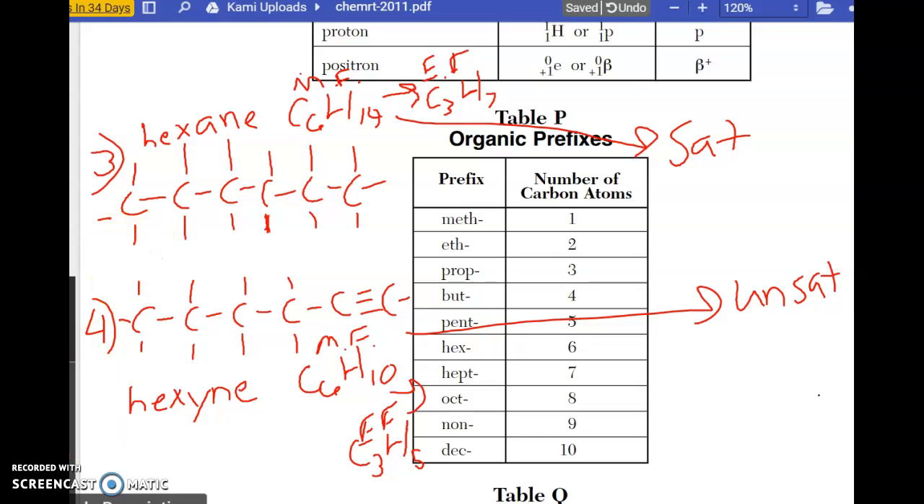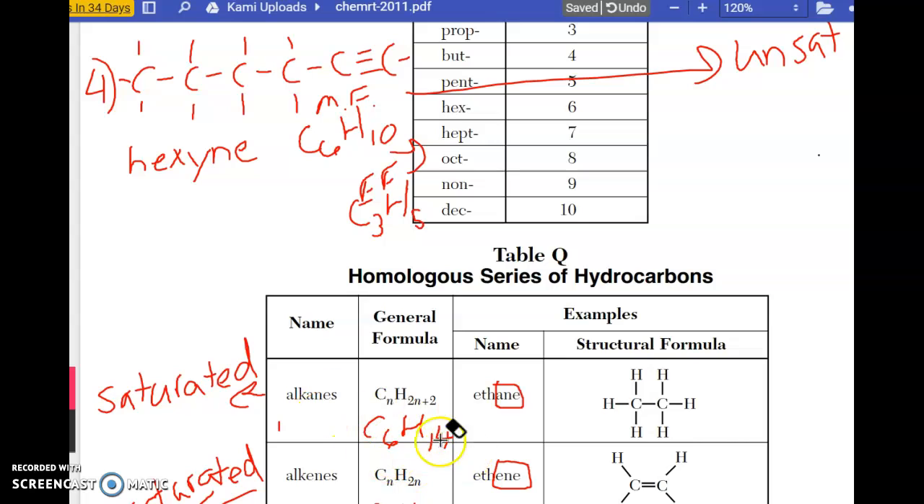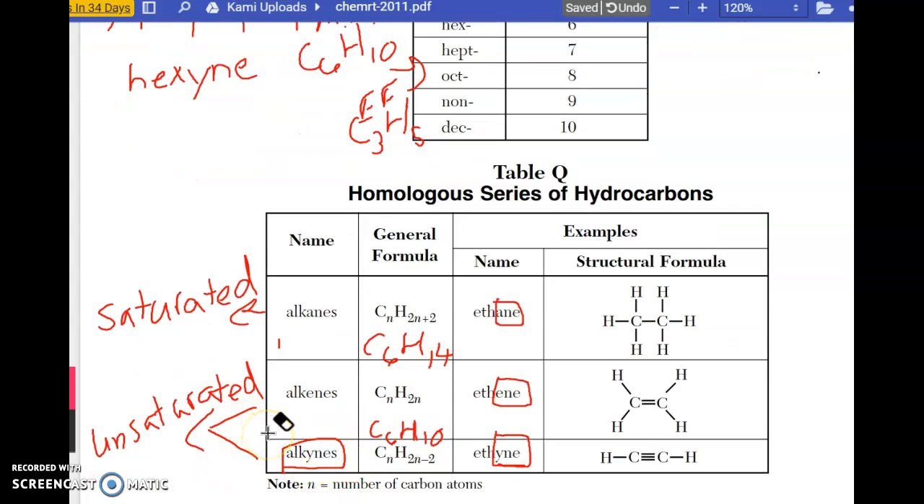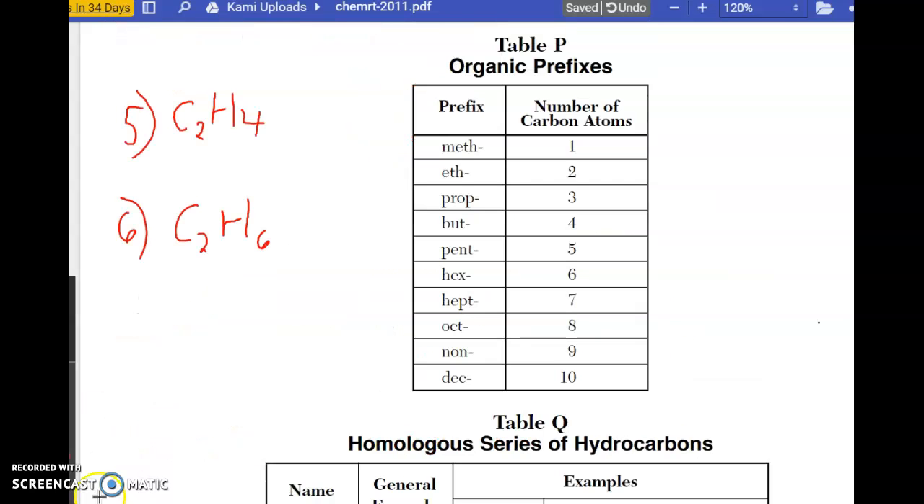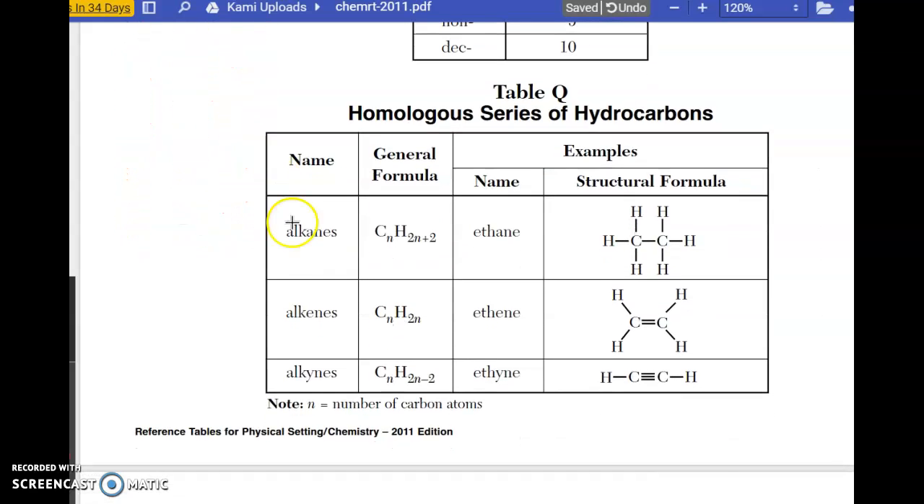I am now going to give you a problem where I give you the general formula. I'm going to give you one of these guys, and you have to figure out whether it is an alkane, an alkene, or alkyne, and you're going to name it. Okay, so for number 5, I have the general formula C2H4. So which compound is it? Is it in the category of alkynes with triple bonds, alkenes with double bonds, or alkanes with single bonds?